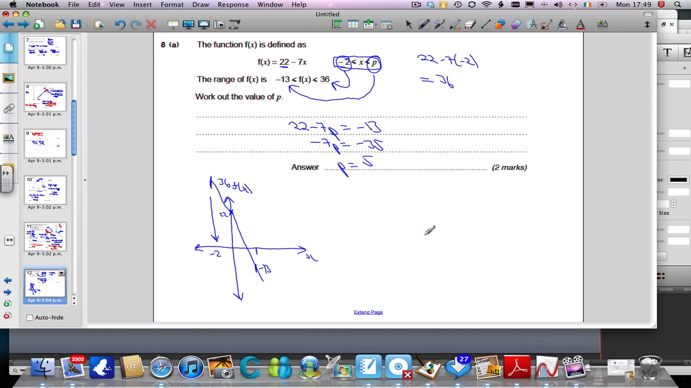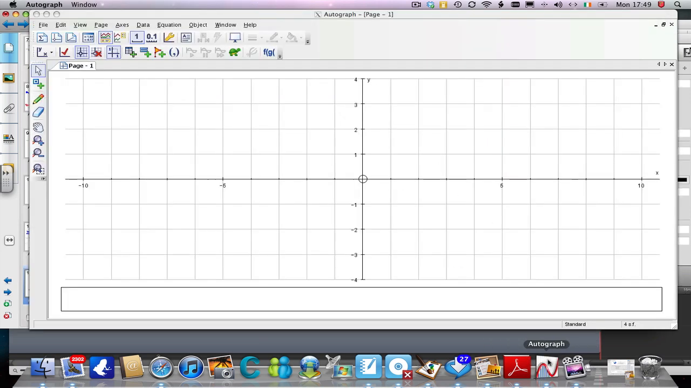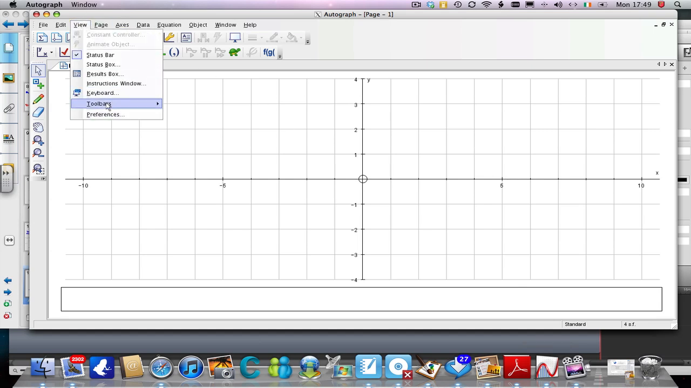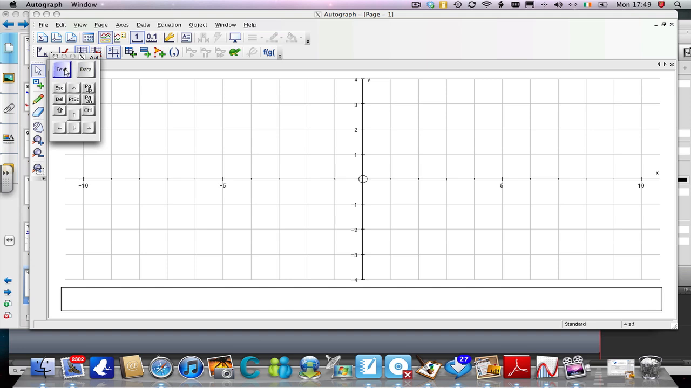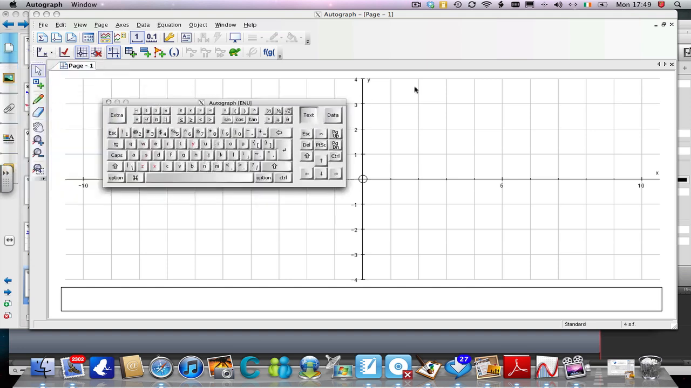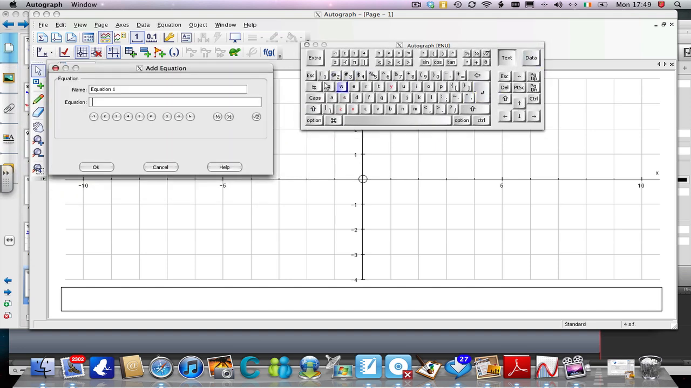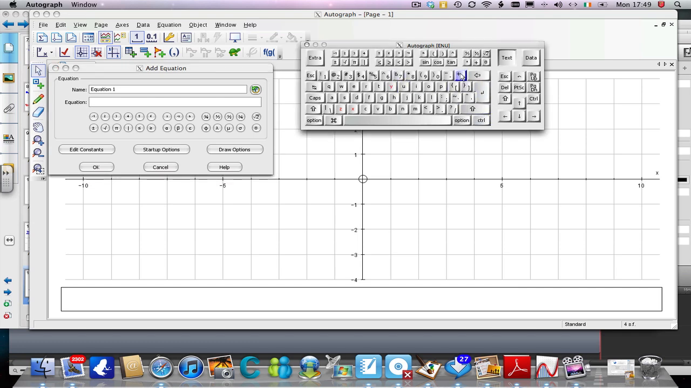If you don't believe me, let's just have a quick look. So let's put in view, keyboard. Right, so I just want to draw the line. Call it y if you like. You can call it f of x, but I'll just call it y. Y equals 22 take away 7x.